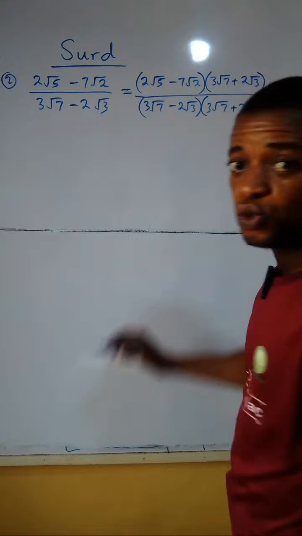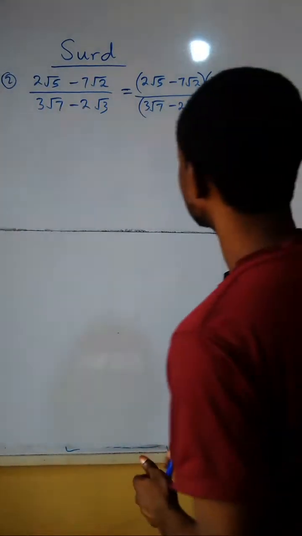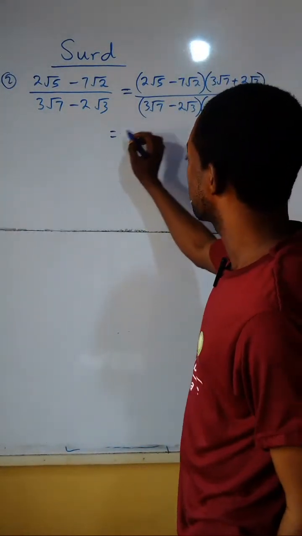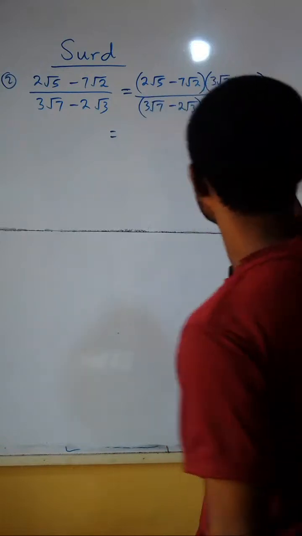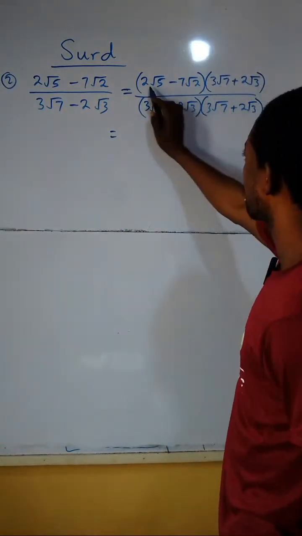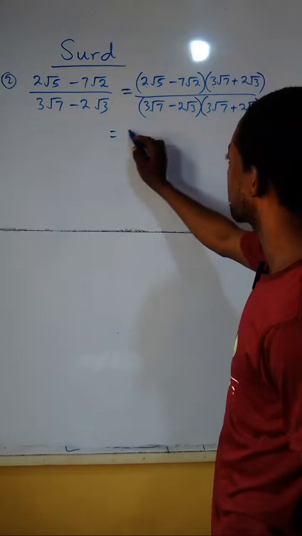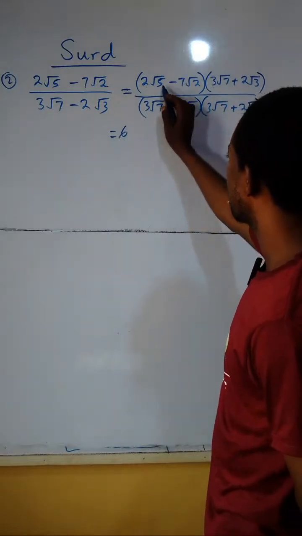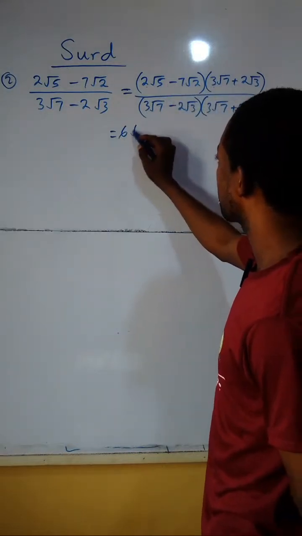Now the next thing is to expand this bracket. So from here, we use 2 root 5 to multiply these two terms first. So we can say 2 times 3, that's 6. Then root 5 times root 7, that gives us root 35.